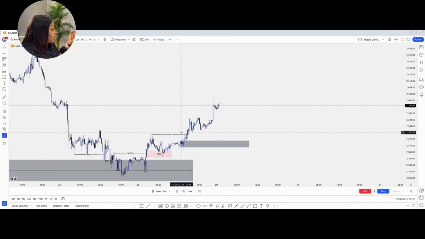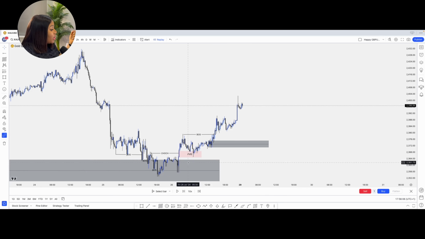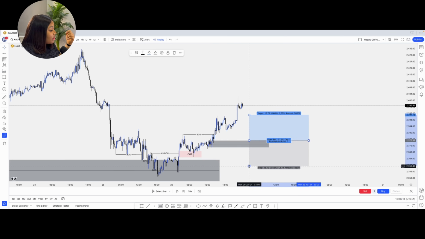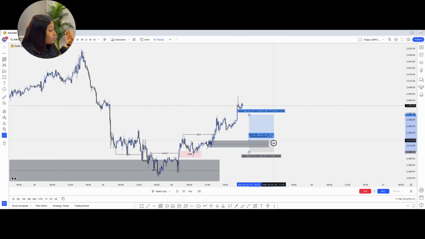But now, getting this break of structure, if price should get back into this level, I'm still expecting it to push up, because we are still reacting off this demand zone here. So I'm still expecting a push up. Since it's an origin from my entry time frame, it will be an instant execution. So remember, this is gold.